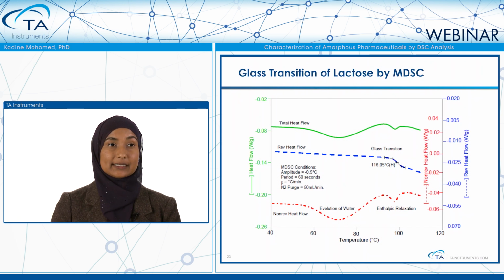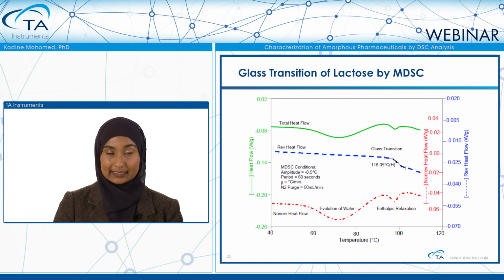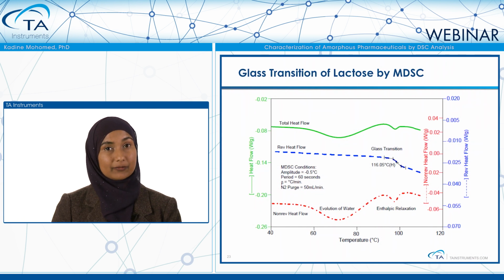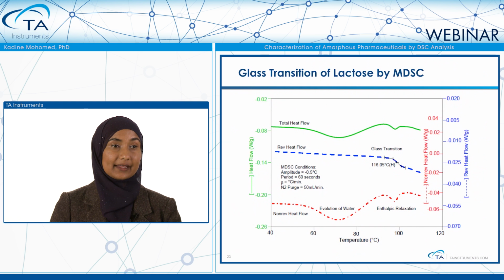So by modulated DSC, where we separate the kinetic portion of the heat flow equation from the heat capacity component of the equation, we get two separate signals, the reversing heat flow signal, as well as the non-reversing heat flow signal. Looking at the non-reversing heat flow signal, notice that there is an endothermic peak occurring between 60 to 80 degrees, and this is very likely due to the evolution of water from the sample.